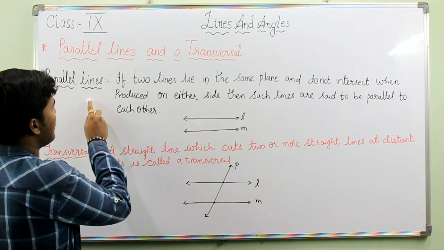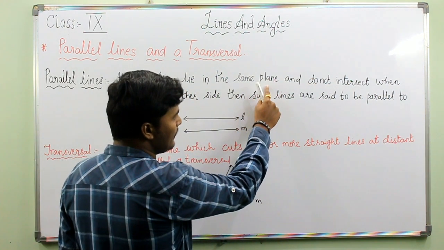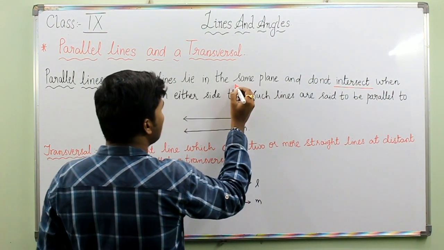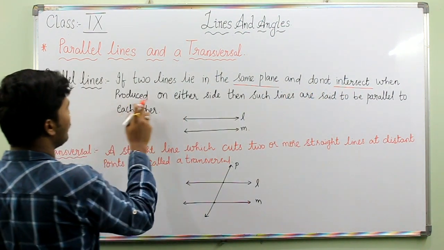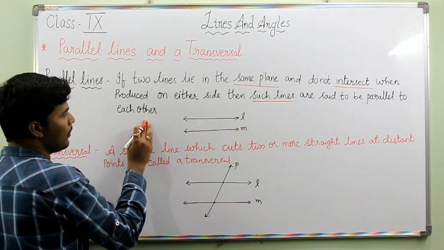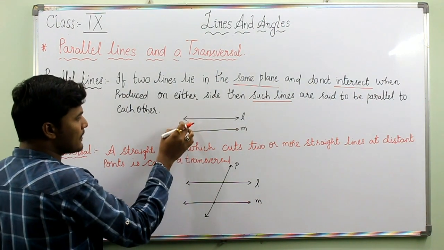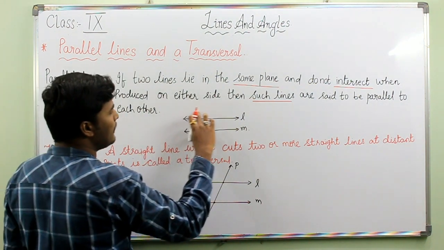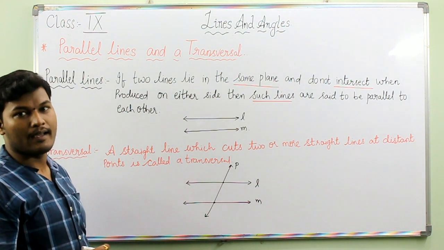Parallel lines are nothing but two lines which are lying in the same plane and do not intersect each other. First, they should be in the same plane and they should not intersect when they are produced on either side. Such lines are called parallel lines. So here L and M are two parallel lines. If you extend them on either side, they will not meet, and they will be lying in one plane. Such types of lines are called parallel lines.